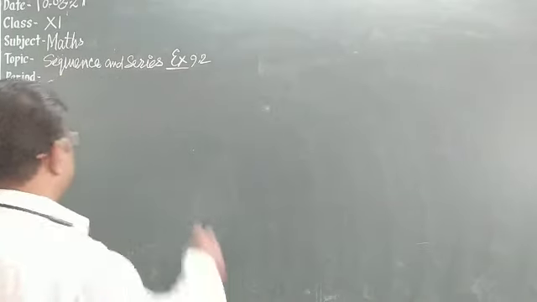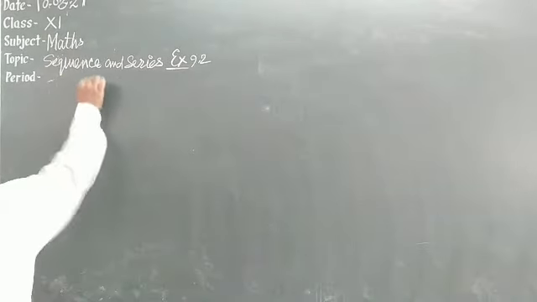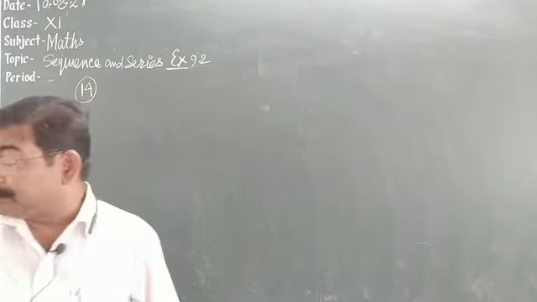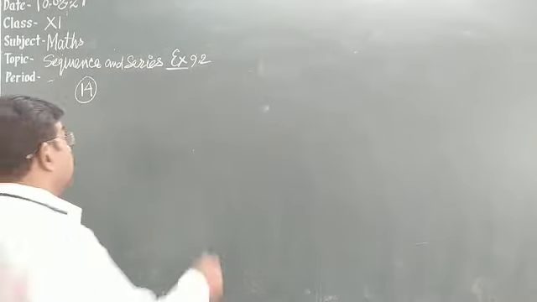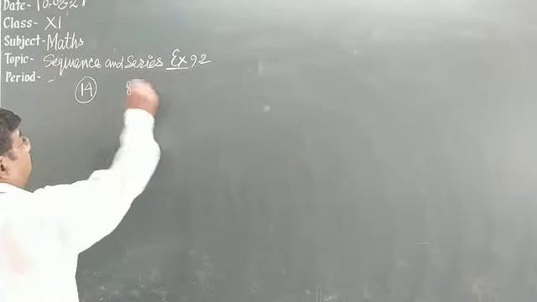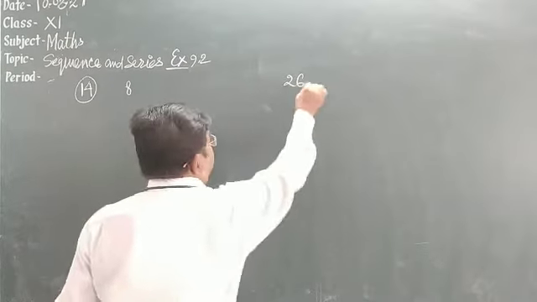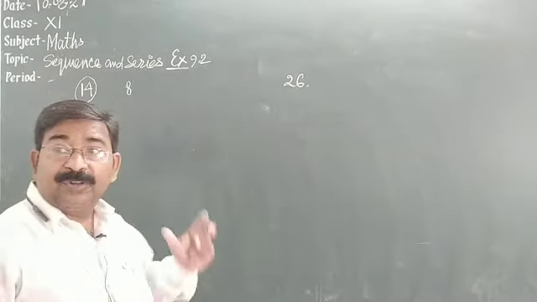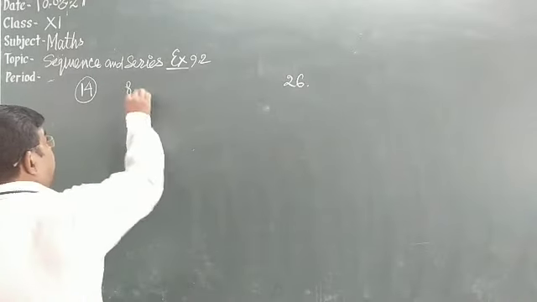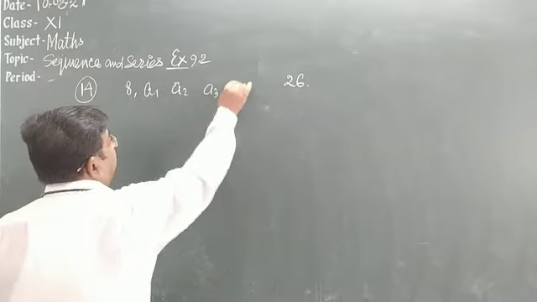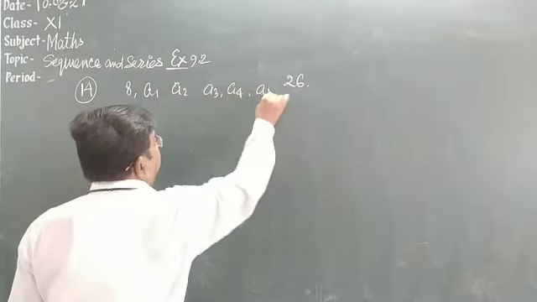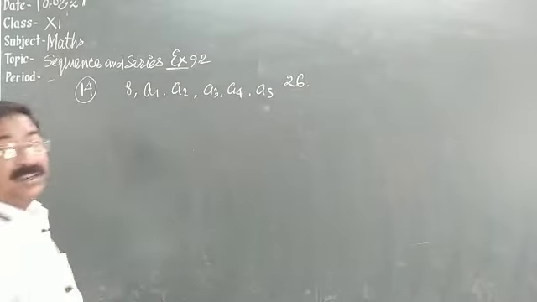Starting with the 14th question today. Given that, insert 5 numbers between 8 and 26 so that the resulting sequence is an AP. We have 8 and 26. We have to insert 5 numbers. Let me write A1, A2, A3, A4 and A5. These 5 numbers are inserted.